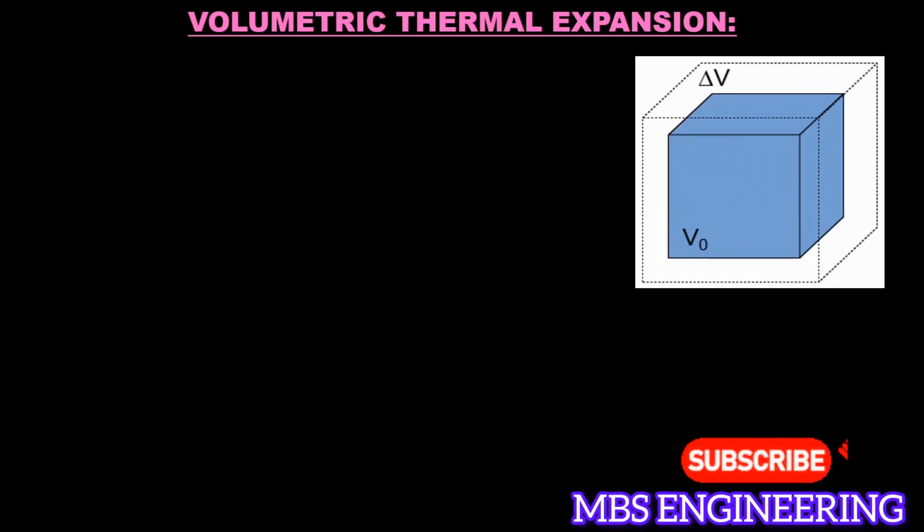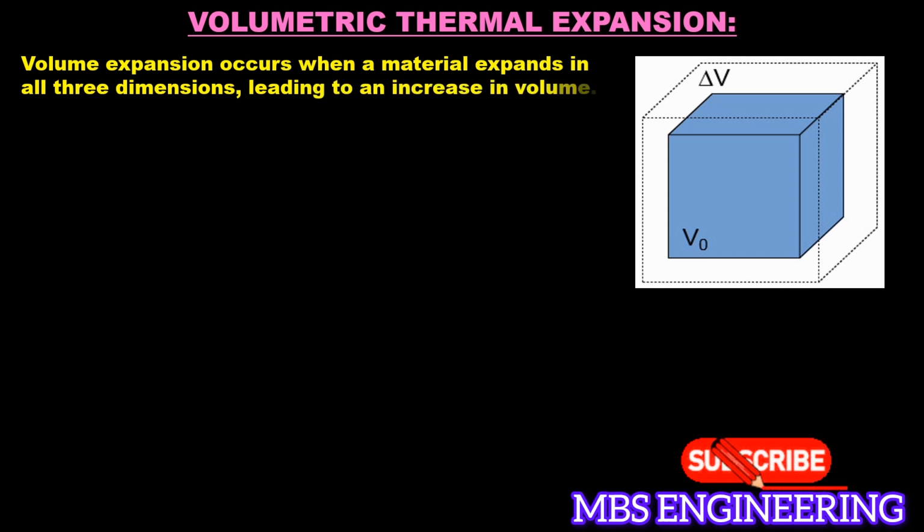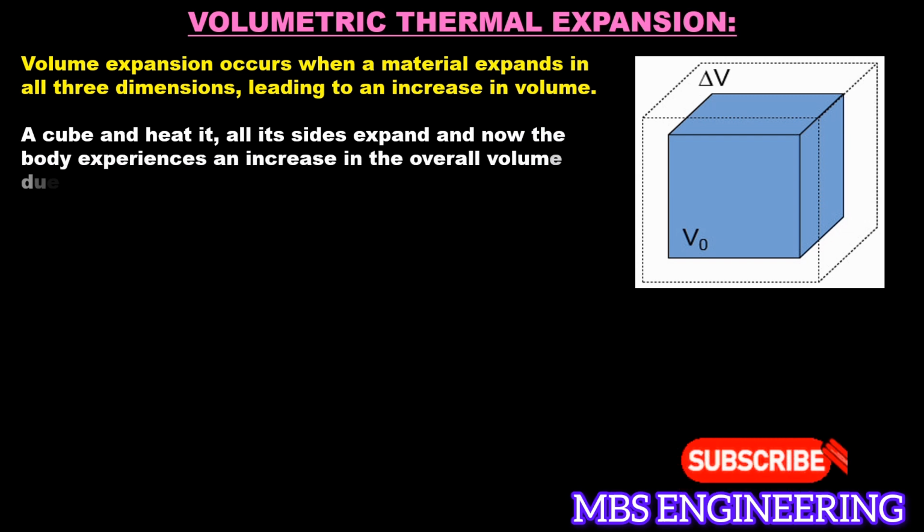Next, we will learn and understand the formula for the volume thermal expansion. Volume expansion occurs when a material expands in all three dimensions, leading to an increase in volume. Take a cube and heat it, all its sides expand and now the body experiences an increase in the overall volume due to this and it is called volume expansion.